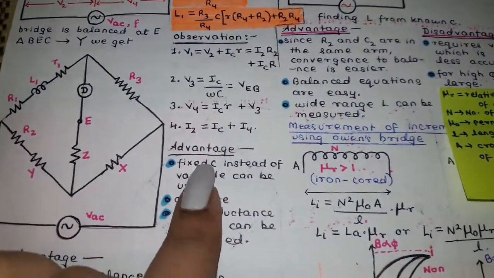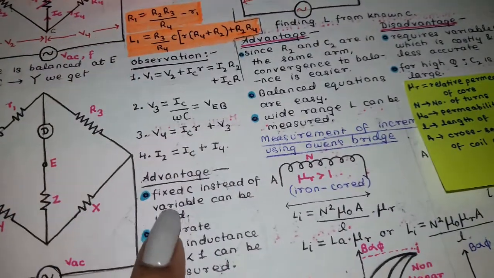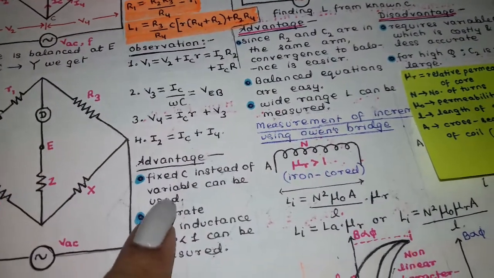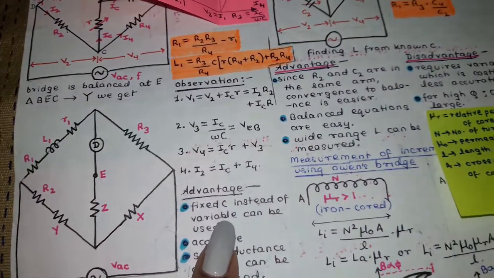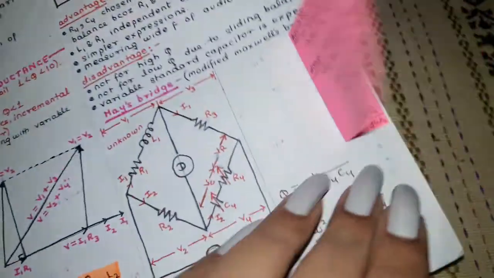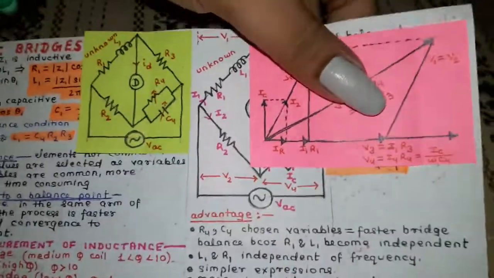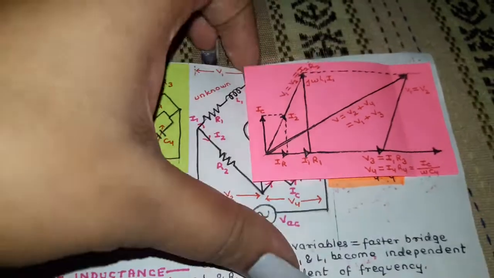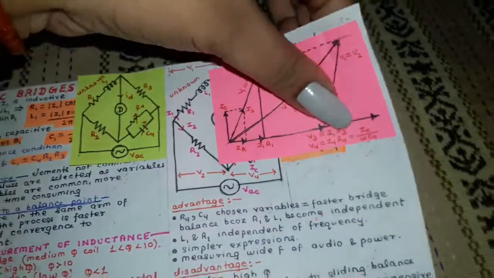Then here are some advantages of Anderson's bridge, which is that a fixed capacitor is required instead of a variable one. Previously, as you can see in Hayes bridge, we were using a variable capacitor. In Maxwell's inductance capacitance bridge also we were using a variable capacitor, but here you need not use a variable capacitor in Anderson's bridge.